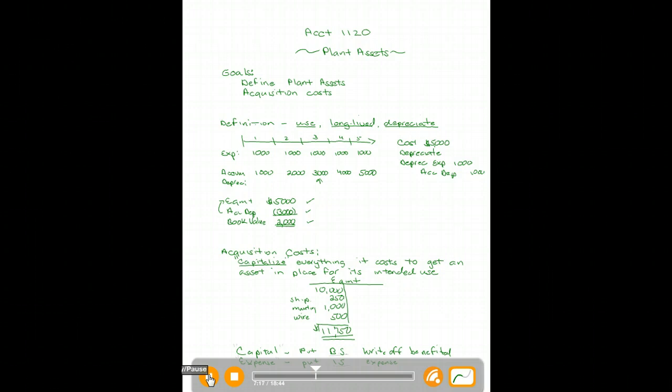So the idea of capitalize versus expense means, are we going to the balance sheet and writing it off in the future? Or are we going to the income statement and writing it off immediately? Interesting terms heard very often in an accounting office. Let's continue.